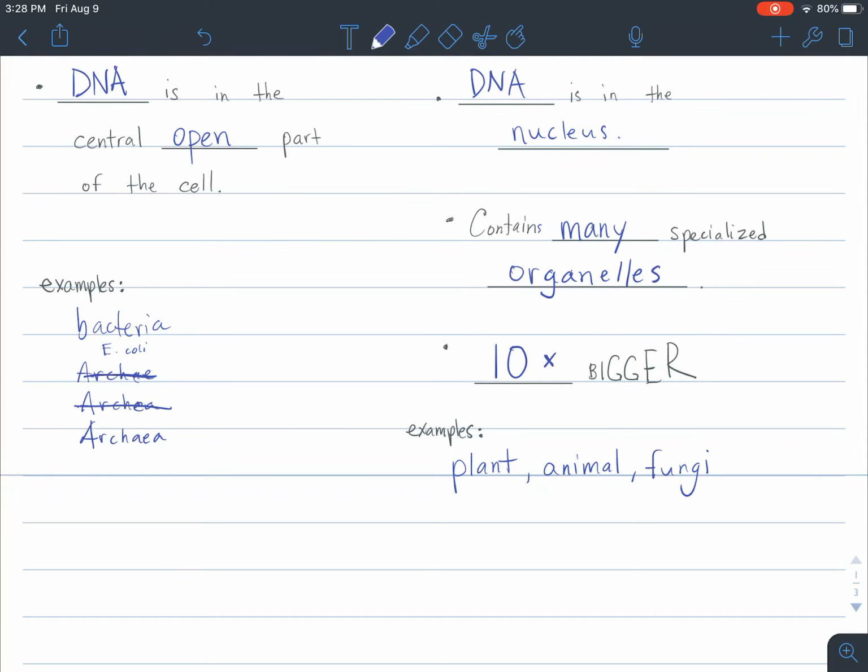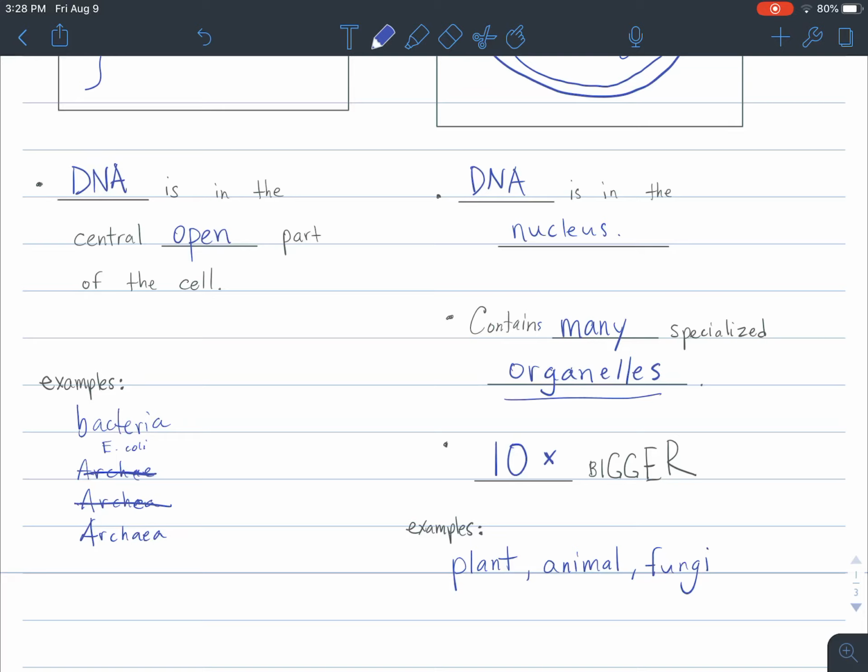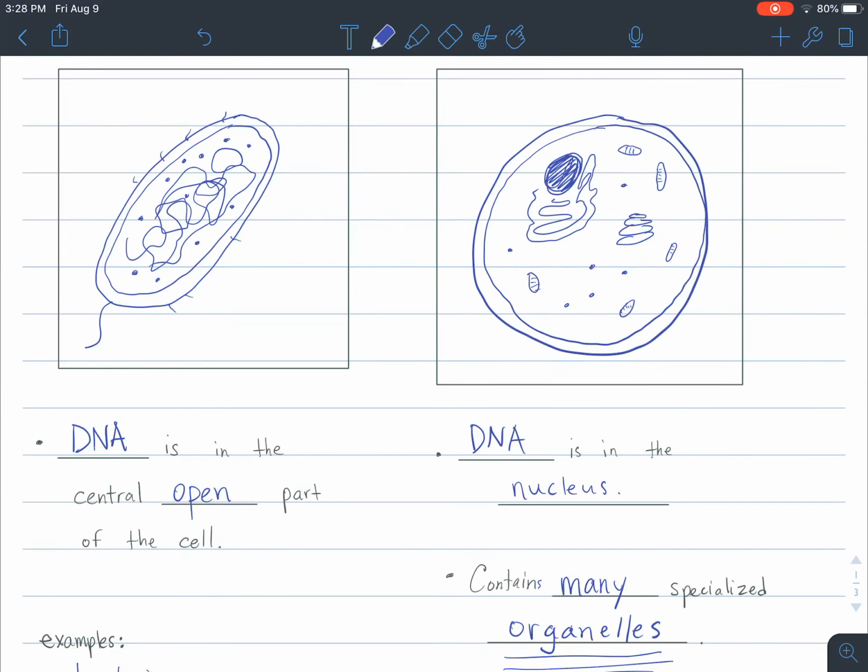All right. So next, you're going to be looking at those different organelles that a eukaryotic cell has as a reminder of what each of their jobs are within a cell.